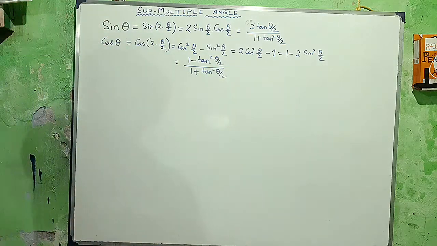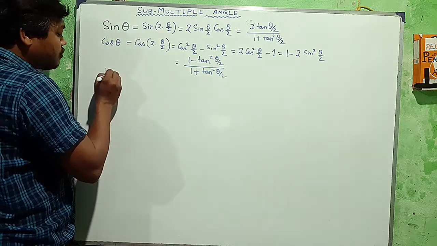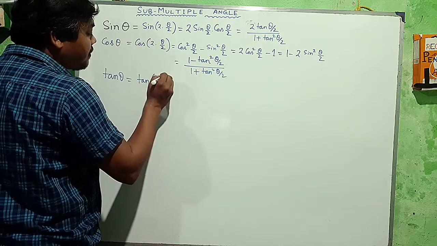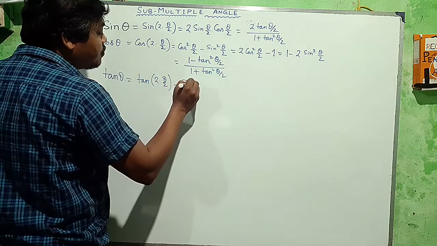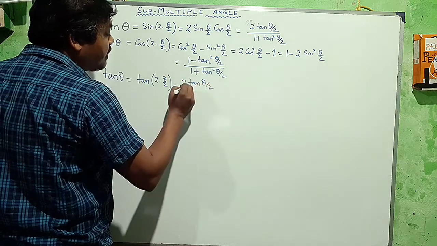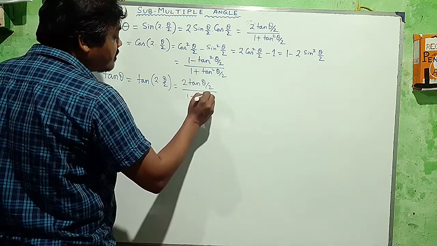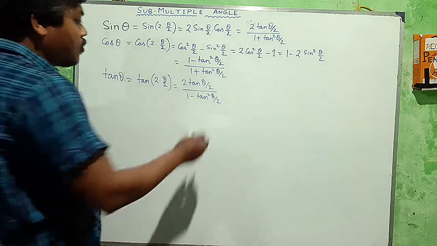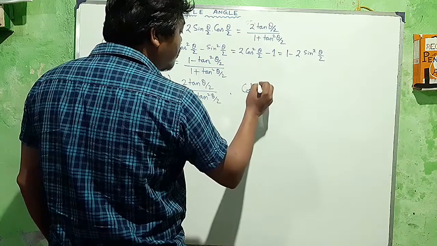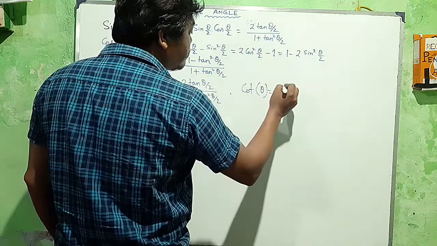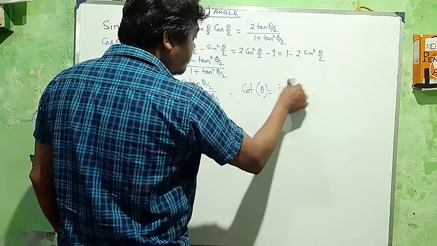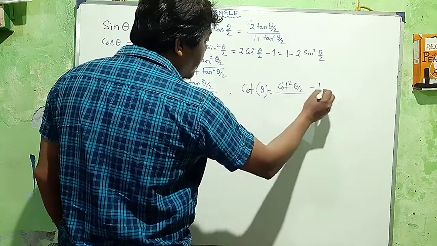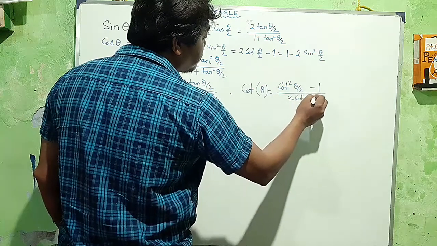Okay. Similarly, tan theta equals, you can easily write tan 2 into theta by 2. So that gives 2 tan theta by 2 by 1 minus tan square theta by 2. Right? So what about cot theta? In a similar fashion, cot theta equals cot square theta by 2 minus 1 by 2 cot theta by 2.